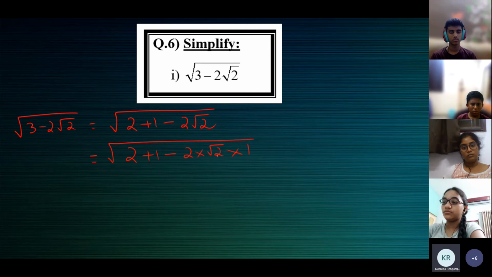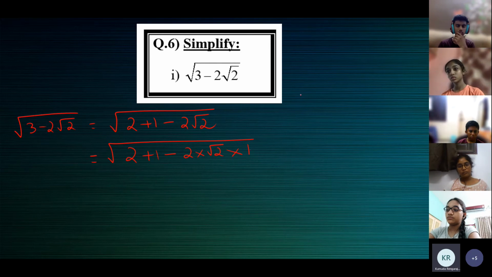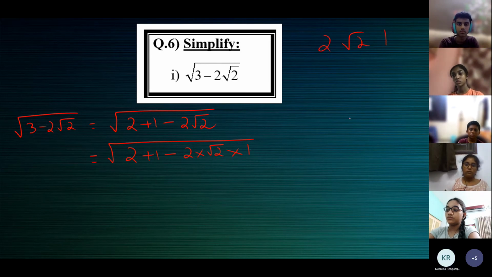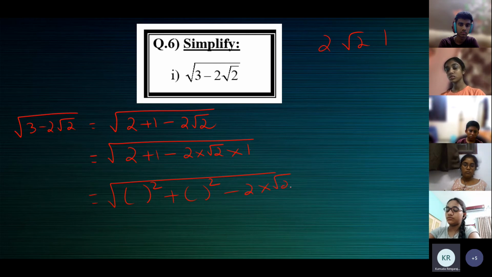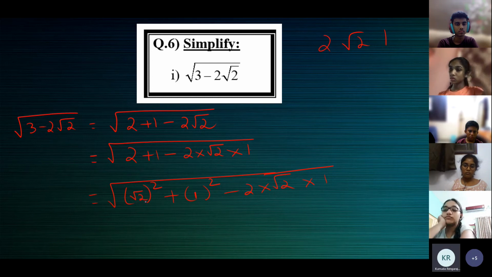From this, I'm able to make out that root 2 is a and 1 is b because 2ab. So a is root 2, b is 1. So I must make this one look like a square, this one look like b square, and I have my 2ab here, minus 2 into a into b. So this is only your a, right? So this is a, and this is your b. What is root 2 squared? 2. What is 1 squared? 1.